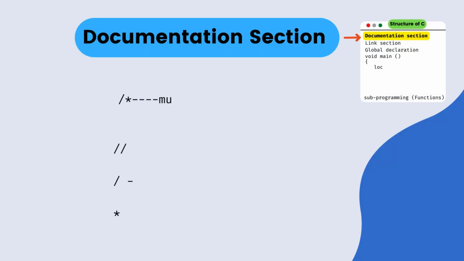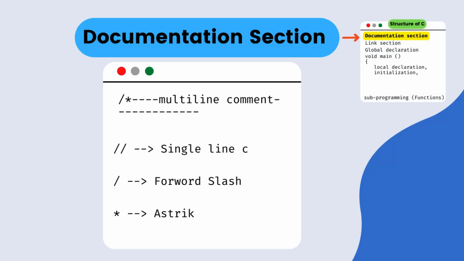Let's discuss the documentation section, which is also called the comment section. In this section, we provide the title of a program, which is written on top of the program. This section is very important because if somebody opens your program, it will act as a proper guide to help them understand the program properly.